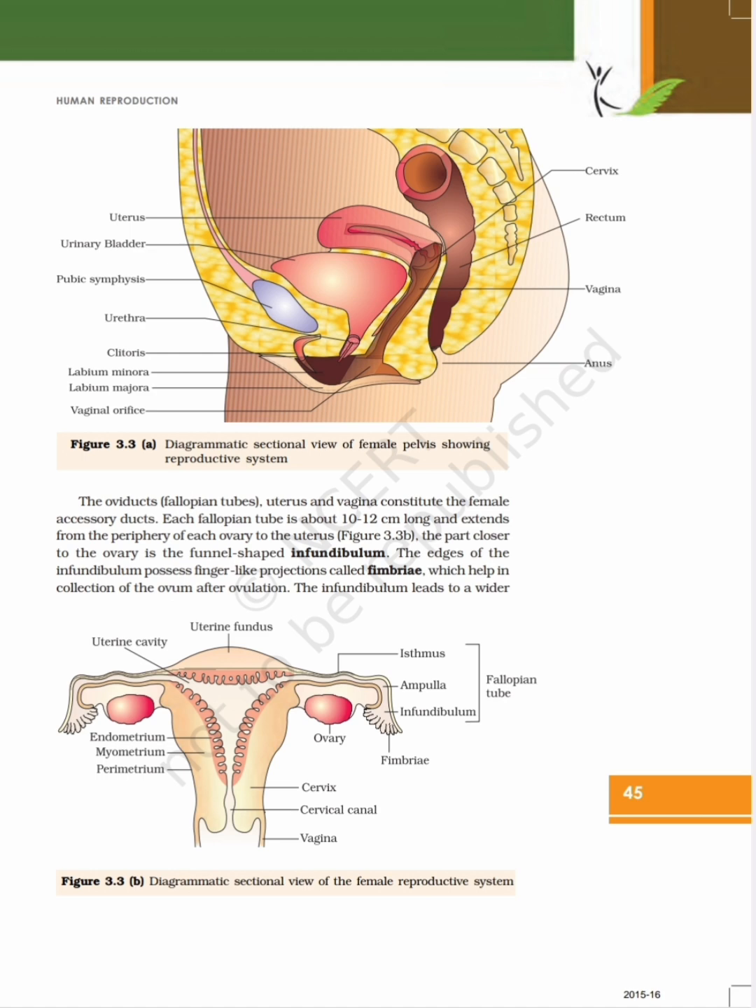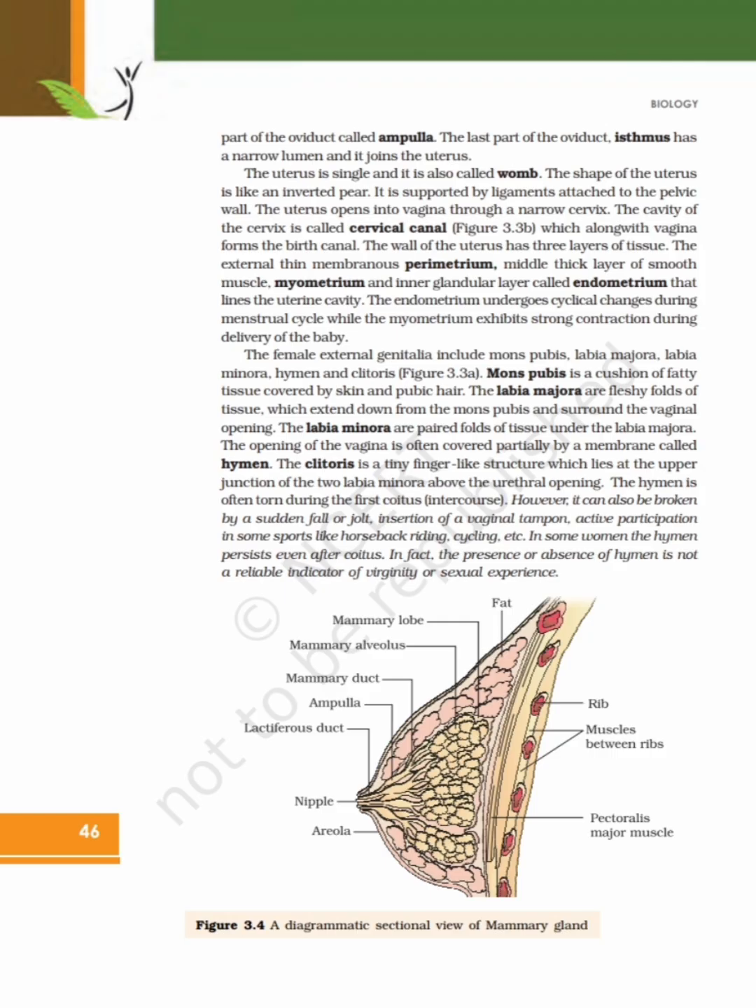Then this infundibulum, as we go towards the uterus, has a wider part which is known as ampulla. Then again ampulla leads to the last part of the oviduct, which is known as isthmus. Now isthmus has a narrow gap which then directly joins to the uterus.